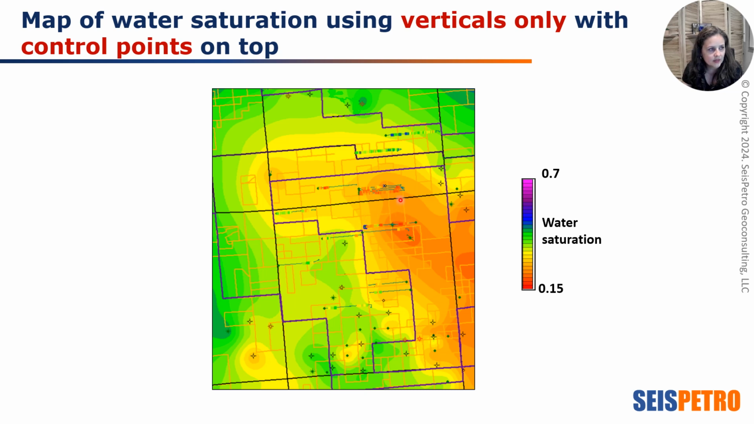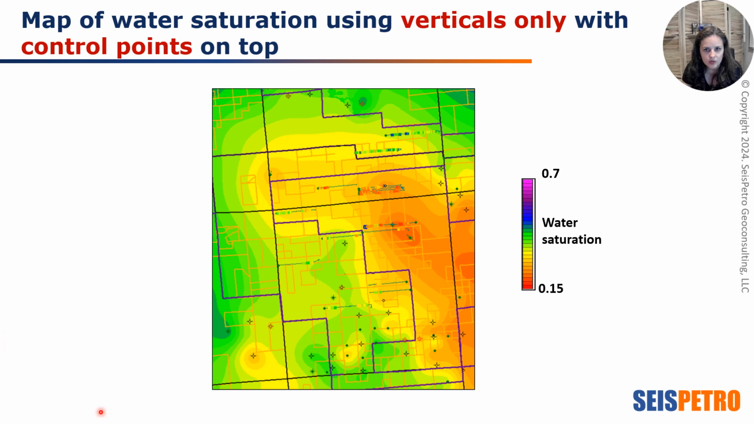You can see that there is consistency between the verticals and the horizontals. You see the red here, where there is less water saturation, corresponds to an area where we see more reds from the horizontal data. And the same here, where we are in the green and yellow from the vertical wells, we see some green and yellow and some blues from the horizontal data.